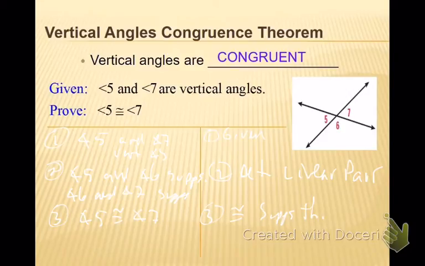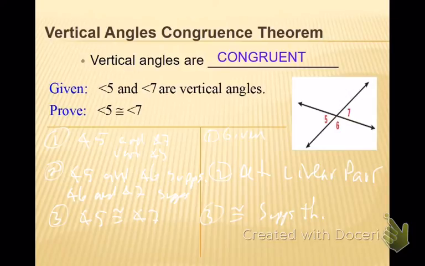We always start with a given. So we're given that angle 5 and angle 7 are vertical angles. We could assume that from that diagram, but that's given to us. Well, if that's the case, then if you look, don't worry about what I wrote down just yet, angle 5 and angle 6 form a linear pair. If they are a linear pair, then they're going to be supplementary. So I can say that angle 5 and angle 6 are supplementary by the definition of a linear pair.